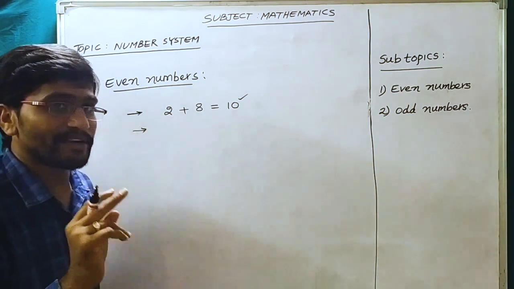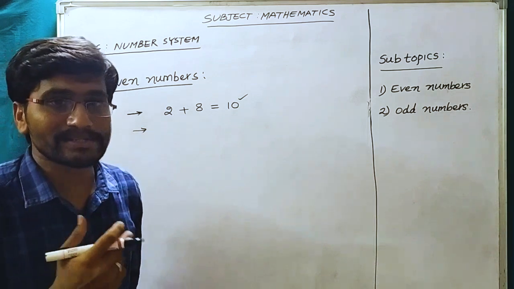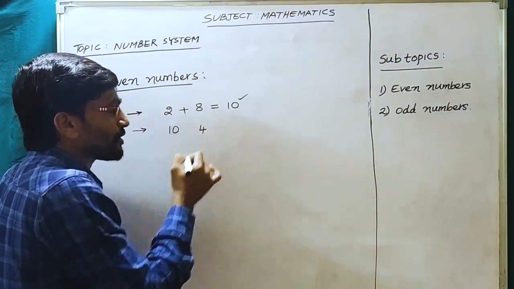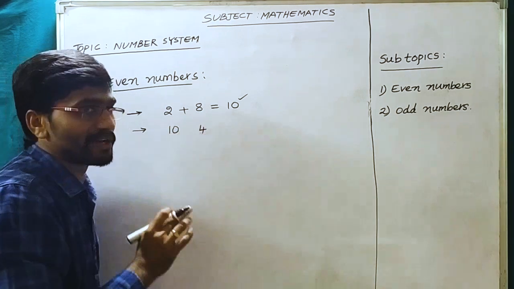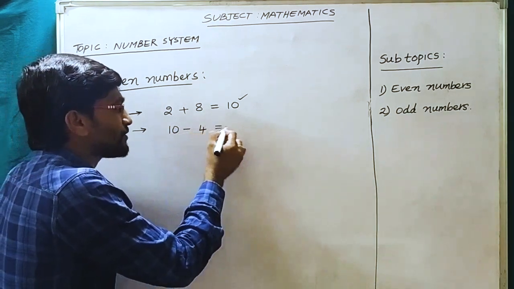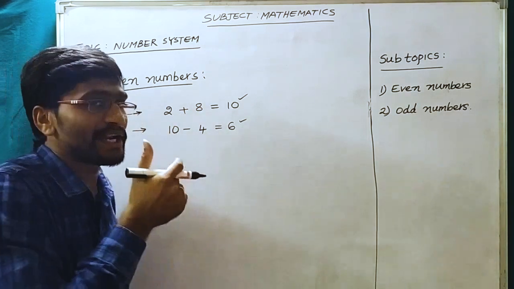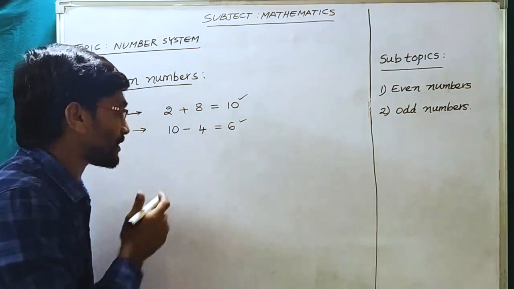Second one. Difference of any two even numbers is also an even number. I consider the numbers 10 and 4. 10 is an even number, 4 is an even number. Difference between them is equal to 6. 6 is also an even number. Difference between any two even numbers is an even number.